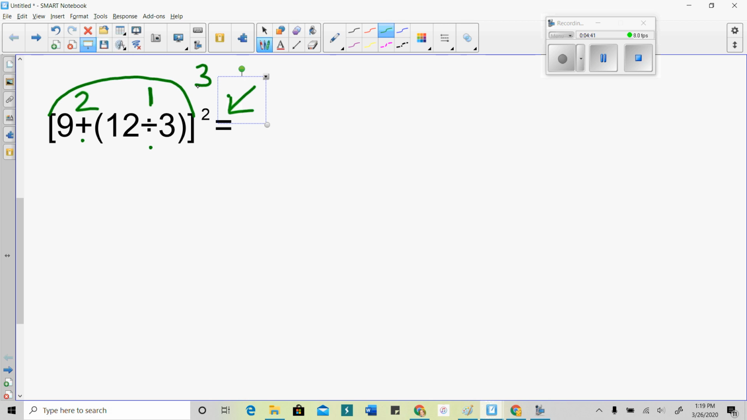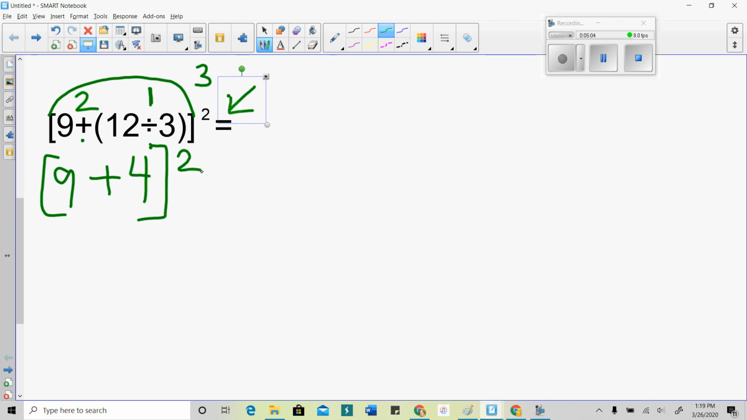So my first step was 12 divided by 3, and that gives me 4. Now I can drop down everything I have not used yet. I haven't used the 9. I have not used the plus. Now the parentheses is gone because when I solved what was inside it, I didn't need it anymore. So it's gone. Then I could put my bracket again, and then the square goes on the bracket.